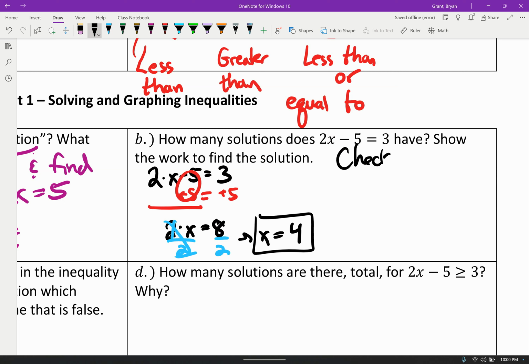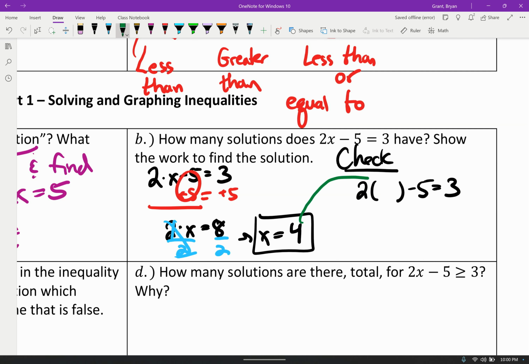There's only one solution. How do I know it's the solution? Well, we can check it, right? We go through and replace the x with what we found the answer to be, which is 4. And then we just check it out. So we do 2 times 4, which is 8. And then simplifying, 8 minus 5 is 3. Is 3 equal to 3? Yeah, check. x equals 4 is the solution.